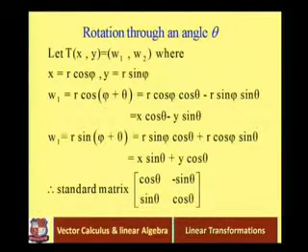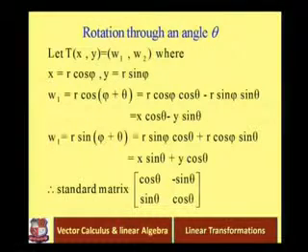And w2 is equal to r sin(phi plus theta). So that is r sin phi cos theta plus r cos phi sin theta. What is the second term? r cos phi sin theta, and r cos phi is equal to x. So that is x sin theta, plus r sin phi is y, so y cos theta.